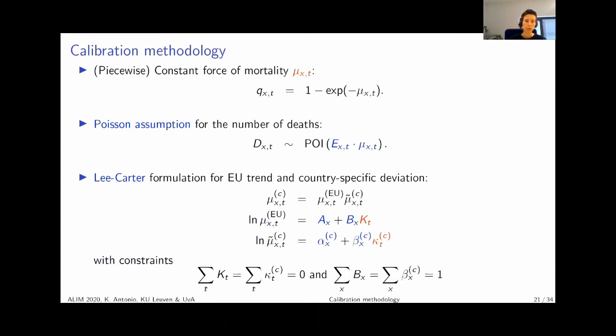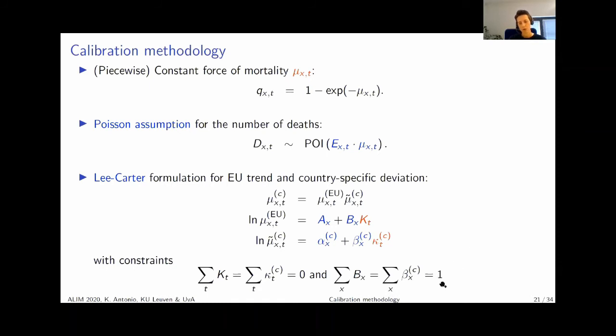Okay, I'm aware that there are some identifiability issues, and these are in line with what we saw for Lee-Carter. So we're going to impose that the sum of the kappa t's is 0, the sum of the kappa t's at country level is 0, the sum of the beta x's is 1, and the sum of the country-level beta x's is also equal to 1, right?